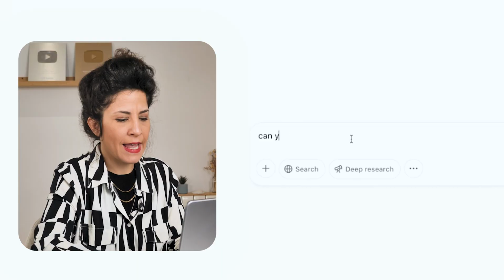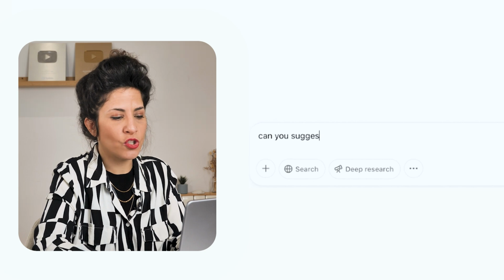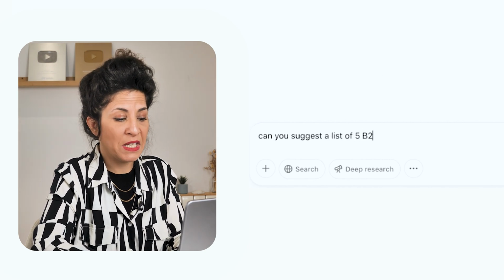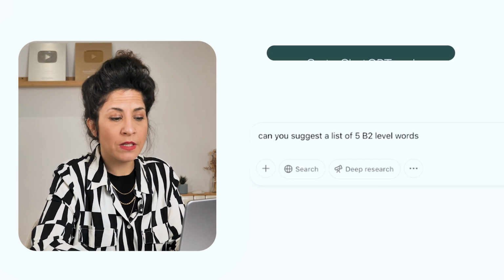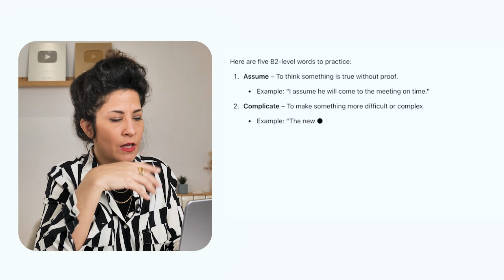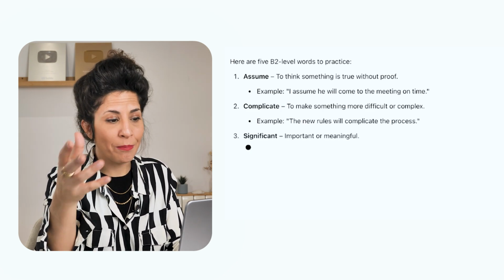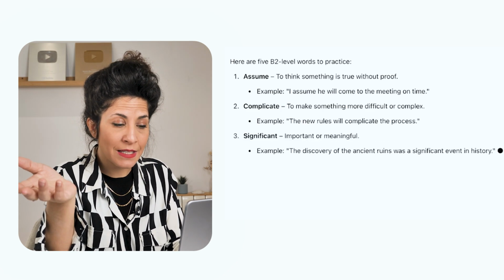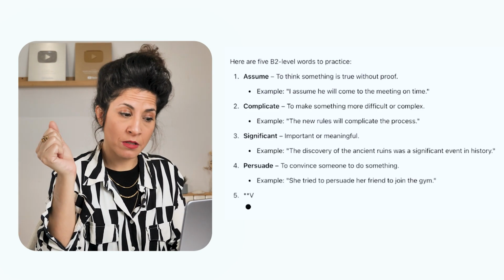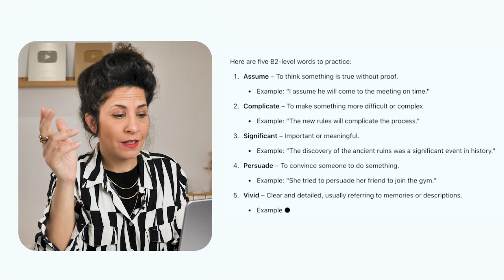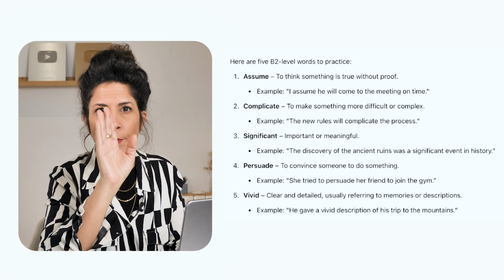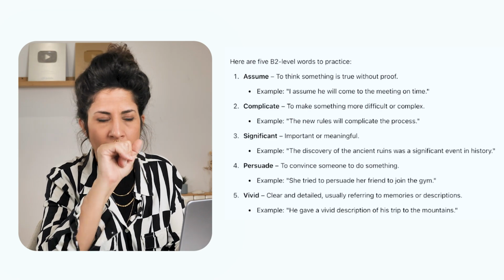Now let's say, can you suggest a list of 5, let's say B2 level words to practice? Okay, great. So we have the words assume, complicate, significant. What else? Persuade. Good words. Vivid. I bet that for a lot of you, these words are words that you know, but you don't necessarily use, right?